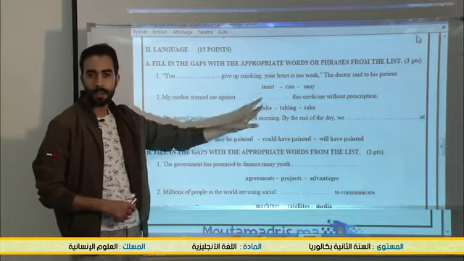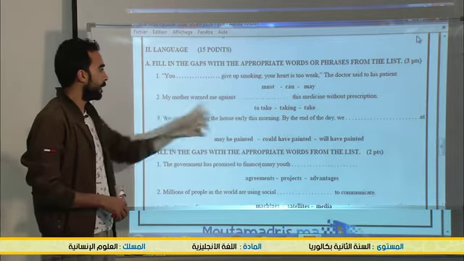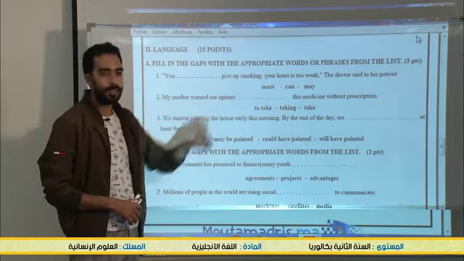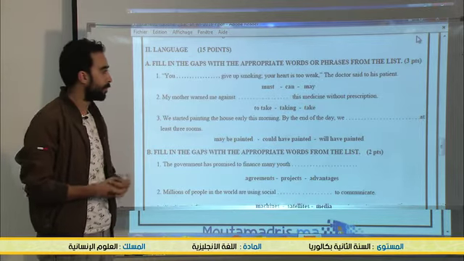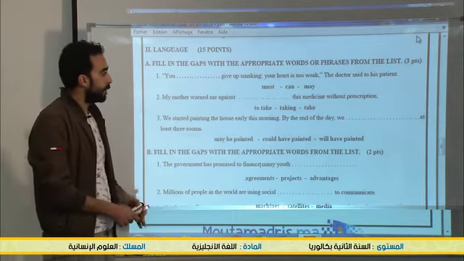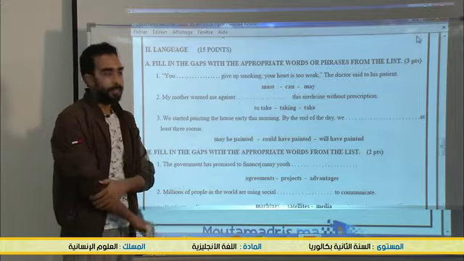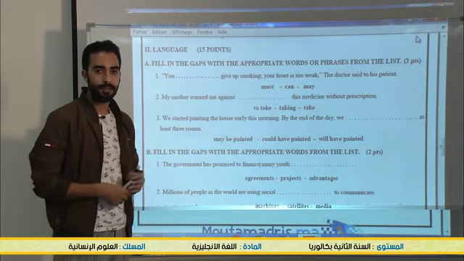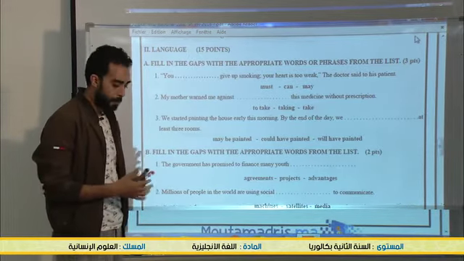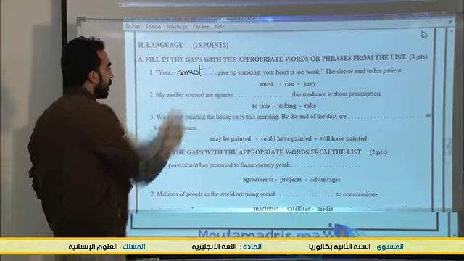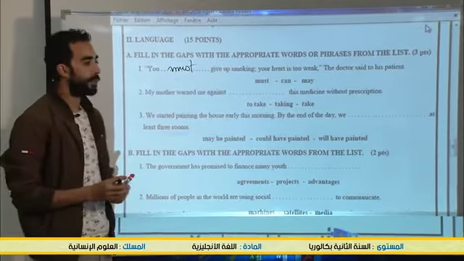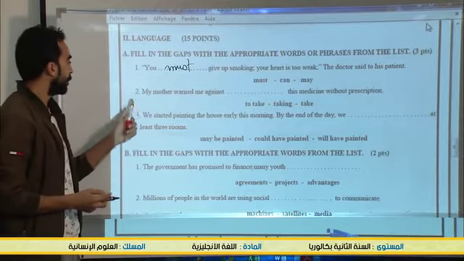Must, can, or may? So here there is a problem, your heart is too weak. So here we have an obligation to stop smoking or to give up smoking. So what is, in your opinion, the modal that shows obligation? Of course, it is must. Right. So the answer is you must give up smoking, your heart is too weak. Fine. Let's move to the second one.